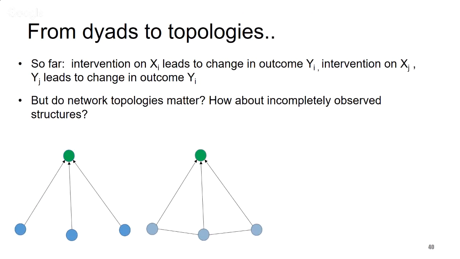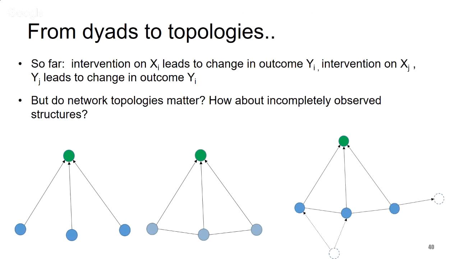So just to give an example, you have the focal user, which is the green node, and you have the same number of peers who are posting the same pieces of content, but now in one network we have more cycles, and in the other network you do not have cycles. So would these two networks differ in the extent of peer influence? This is an open question. There are different ways by which you can approach it. And what about incompletely observed networks?